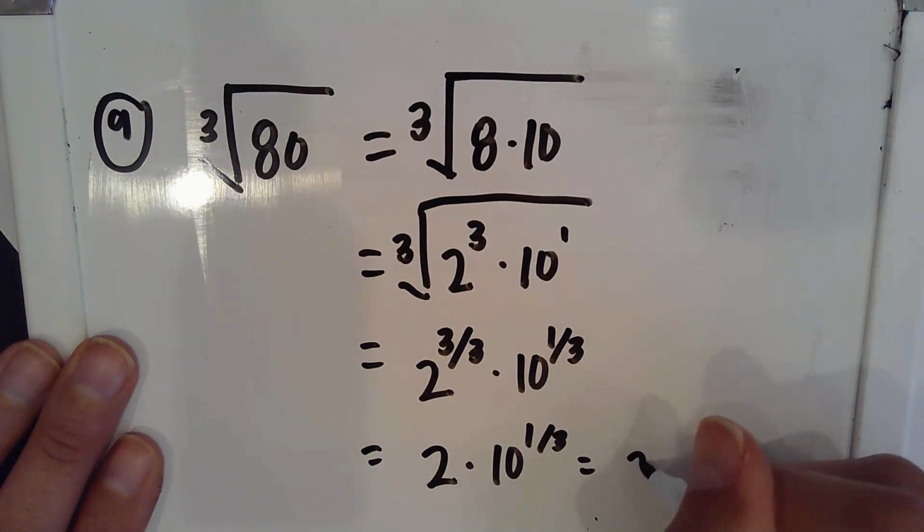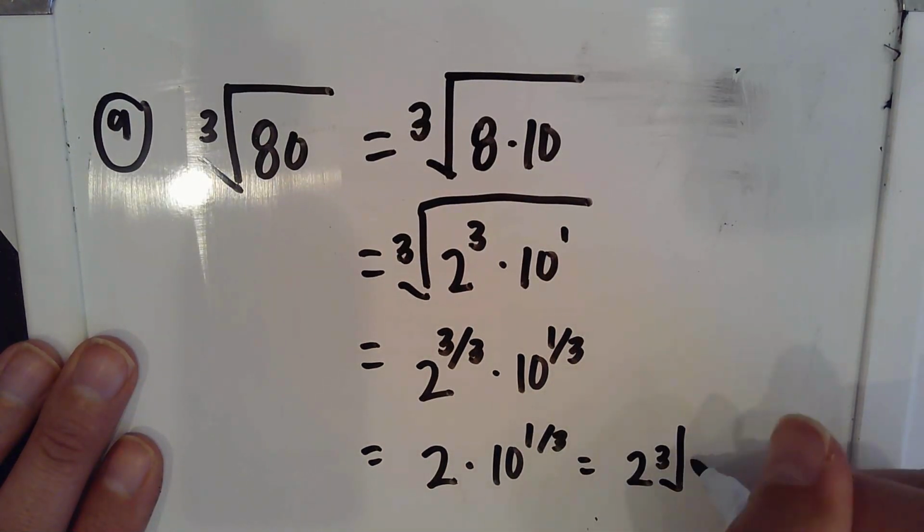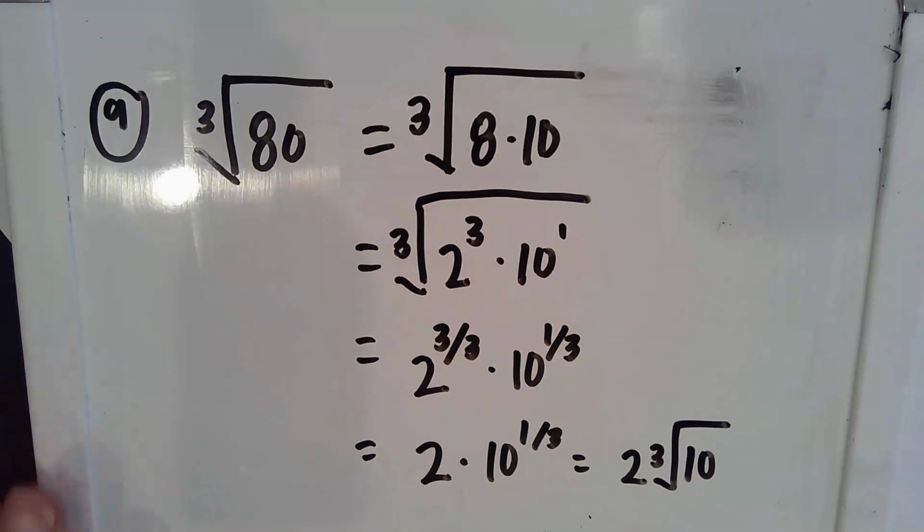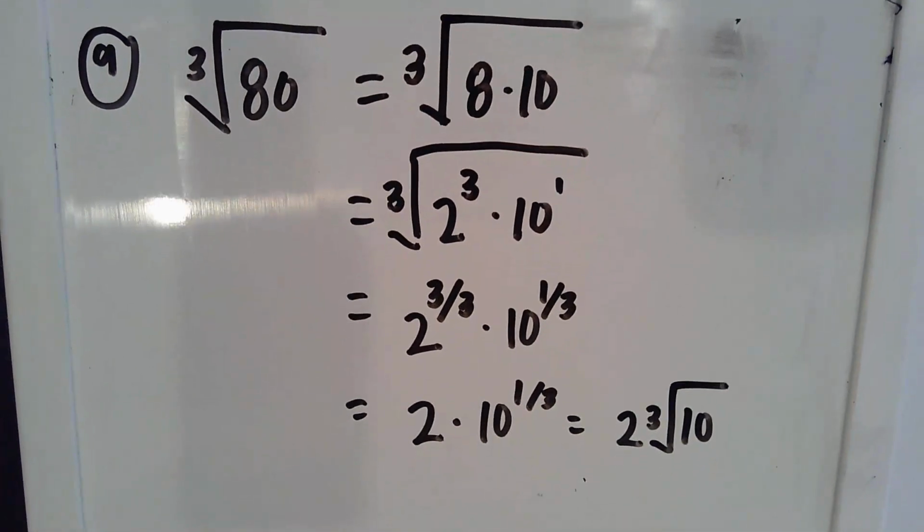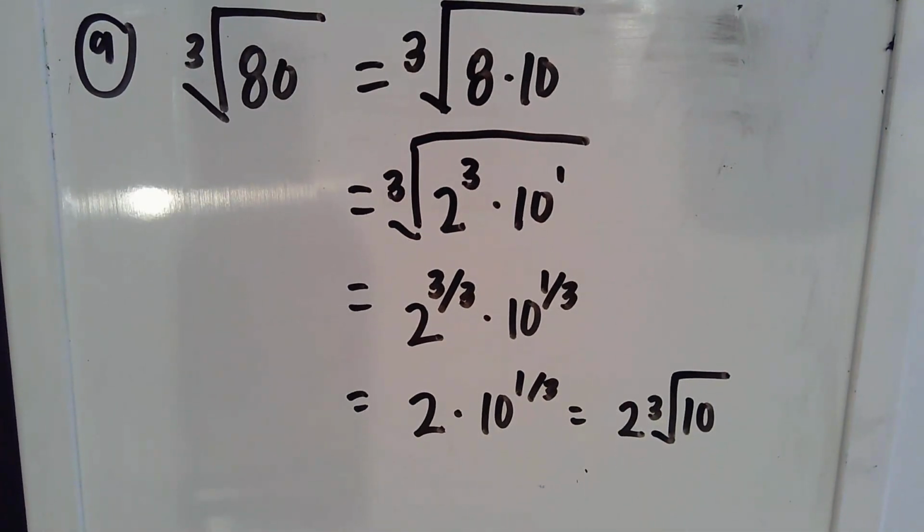And then what do I do right there? Then I can change that back to the radical. So it's going to be 2 times the cube root of 10 there. I can't simplify that cube root of 10 anymore because the only prime factors there are just going to be 2 and 5. Alright, so now we're going to work on rules of exponents and radical homework. Alright, let me know if you have any questions.